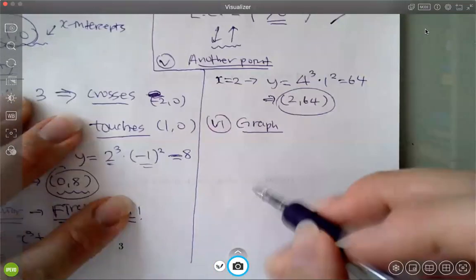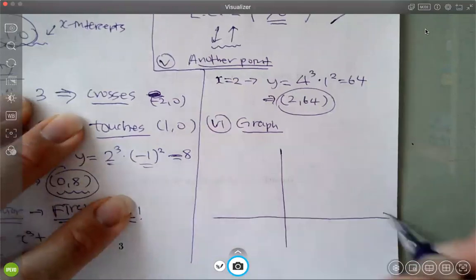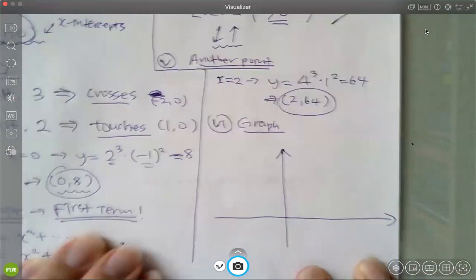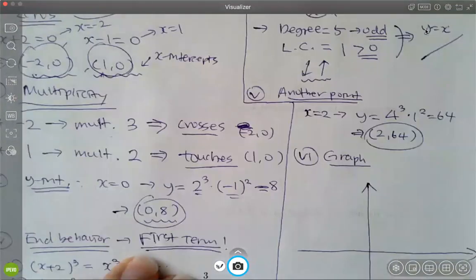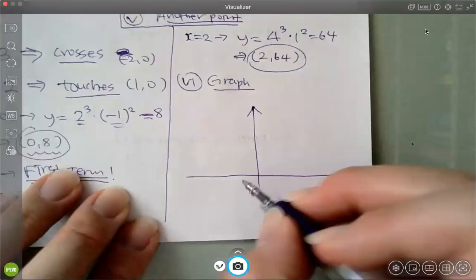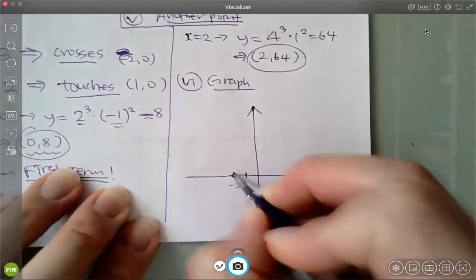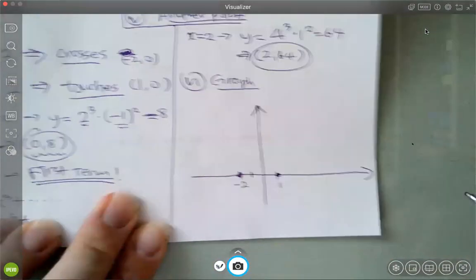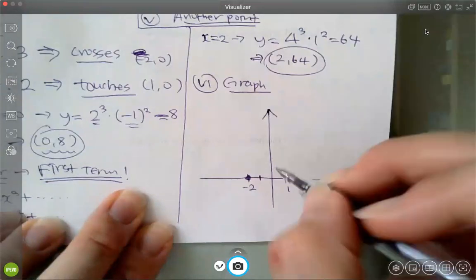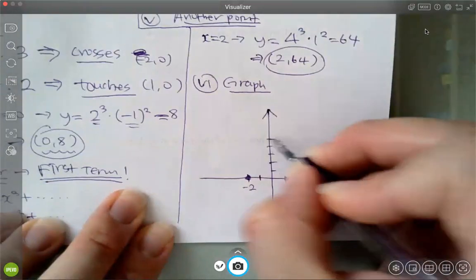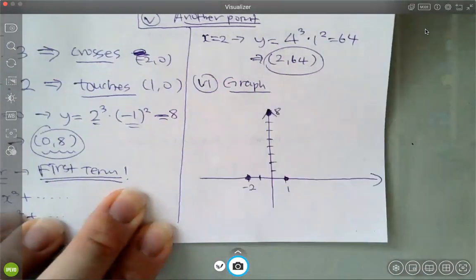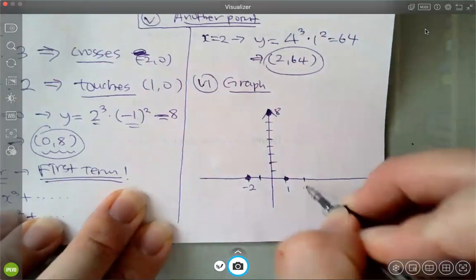Okay, so here is the xy plane. Now, there are 2 x-intercepts, remember, negative 2, 0, and 1, 0. So negative 2, 0 is here, and then 1, 0 is right here. And then the y-intercept is at 0, 8. So 1, 2, 3, 4, 5, 6, 7, 8. Okay, and then it also passes 2, 64.